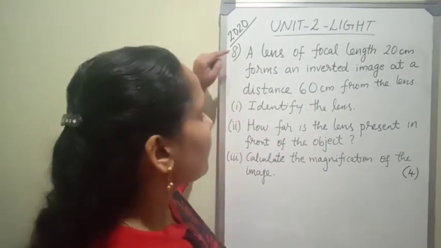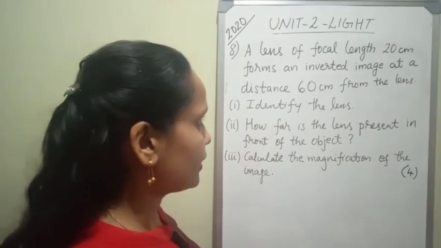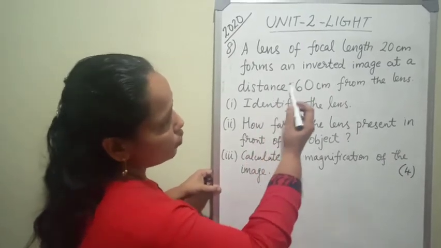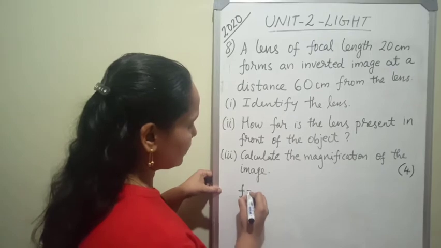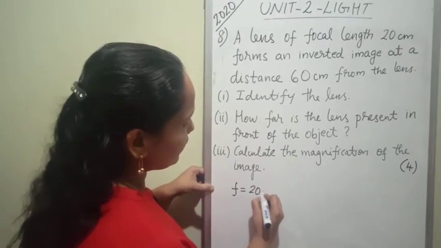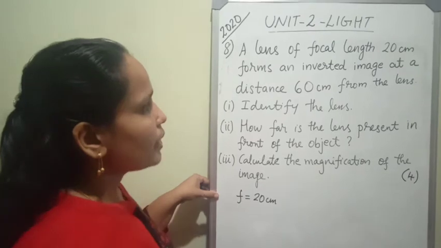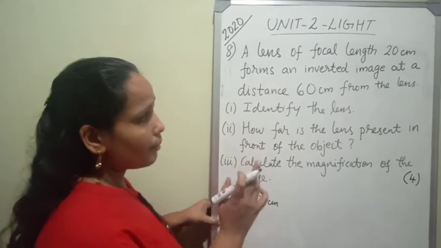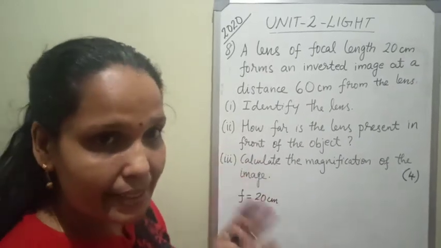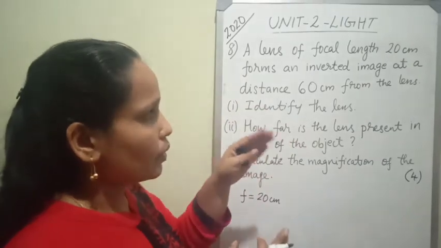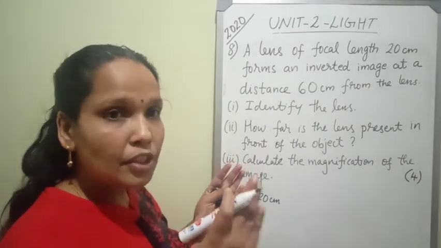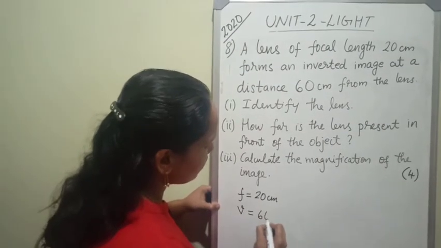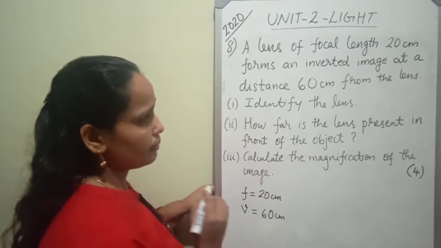Okay, so here a lens of focal length 20 cm forms an inverted image. So better we'll write down all the given things. A lens of focal length we will represent using the symbol F. F is 20 cm. Forms an inverted image at a distance 60 cm. So here the image is formed at a distance 60 cm, that means from the lens. That means image distance from the lens. We have a symbol for that, that is V. V is equal to 60 cm from the lens.